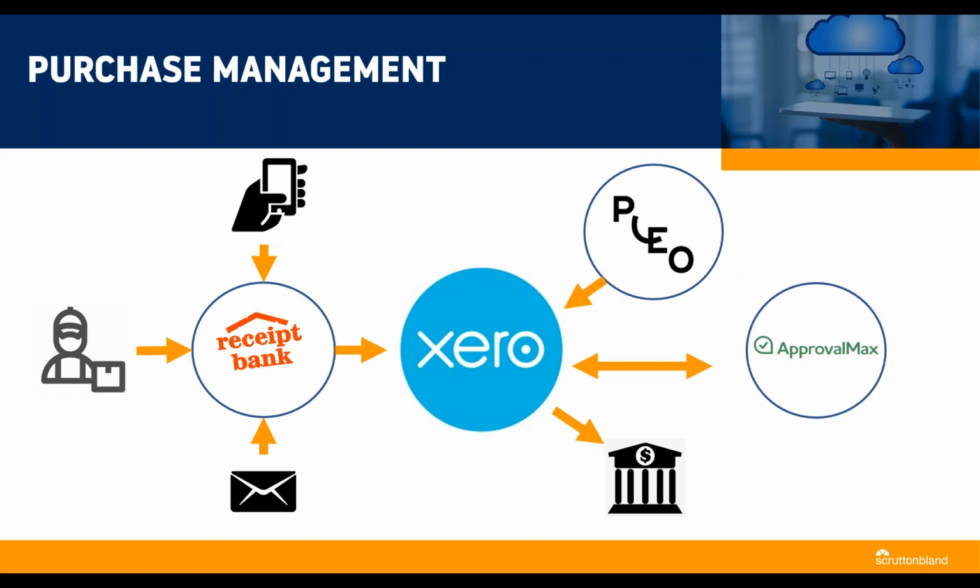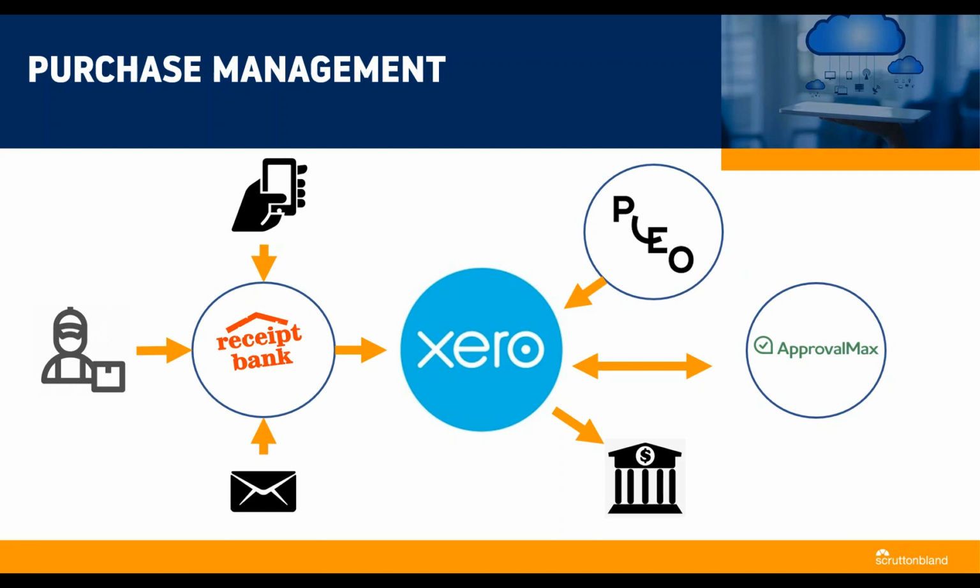You can build complex rules into this or keep it as simple as possible, and by that I mean you can have limits, so anything above a certain amount needs to go to the director, but anything below that can be authorized by managers, or however you want this built. You've got this customization process that you can build through Approval Max.